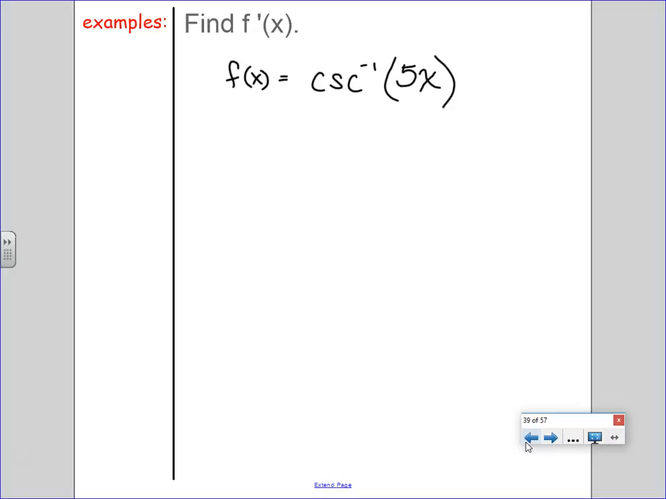We haven't done a secant inverse. That's okay, we're doing a cosecant inverse. Secant inverse just won't have a negative. So question, what is the formula? What's the formula for cosecant inverse?